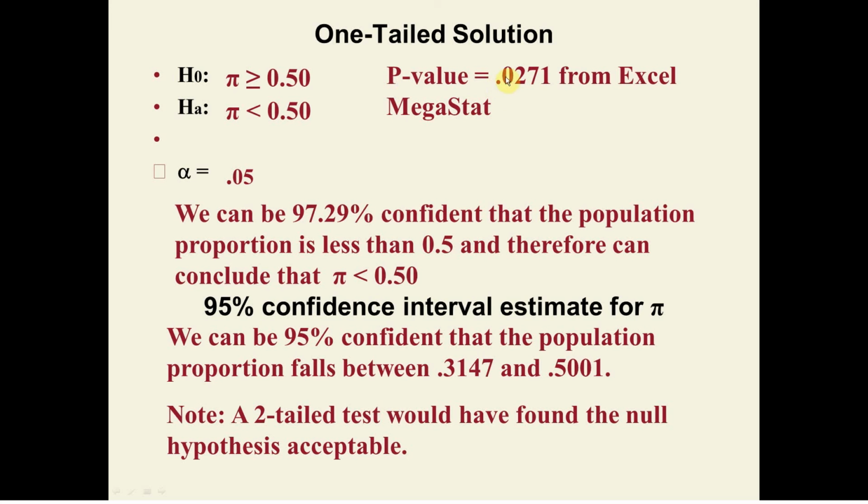0.0271, and we see that 0.0271 is less than 0.05. Therefore, we do have sufficient evidence to reject this in favor of this. So the evidence is supporting that the alternative is true. How confident are we? 1 minus this p-value, which is 97.29%. So we can be 97.29% confident that the proportion of ranch-style homes is less than 50%. Okay?